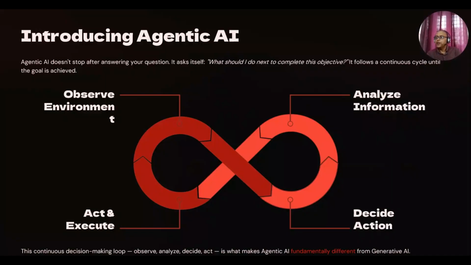First, it observes. It understands its environment, then it collects information, and it analyzes everything it knows. Based on that analysis, it decides what action should be taken. Finally, it performs that action. Then it repeats the cycle again. Observe, analyze, decide, act, over and over again until the goal is completed. That continuous decision making process is what makes agentic AI fundamentally different from generative AI.